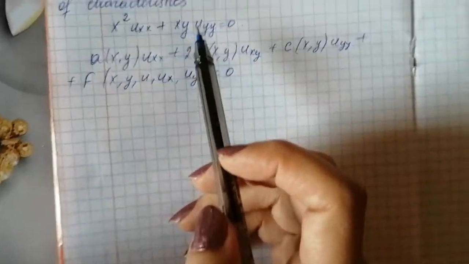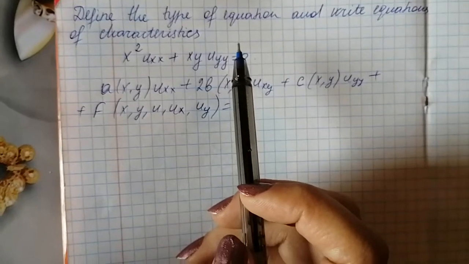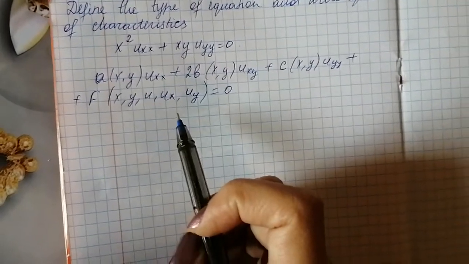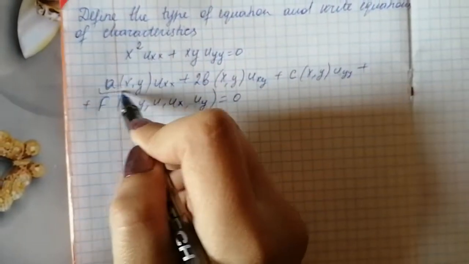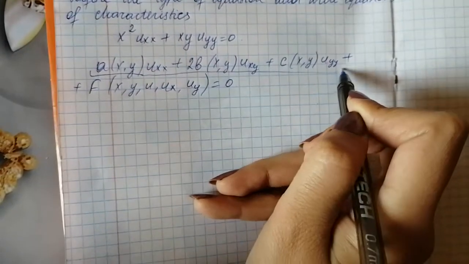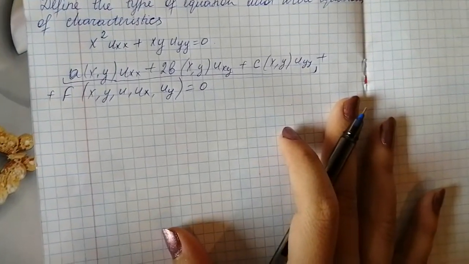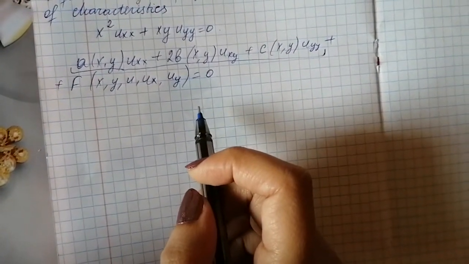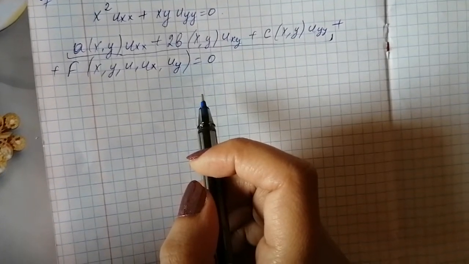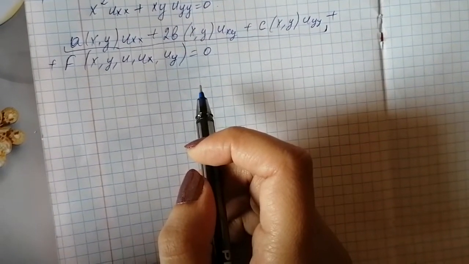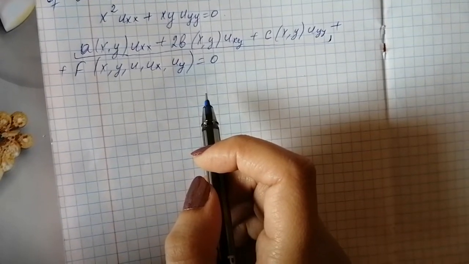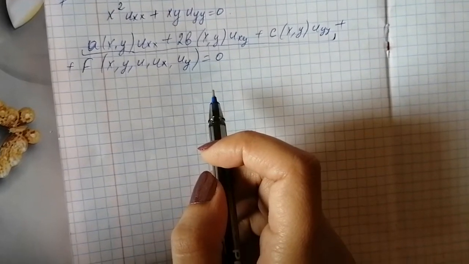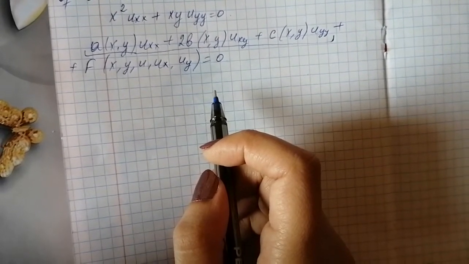In order to identify which type of equation this is, we have to look at the principal part of this equation, and the principal part is this part. If b squared minus ac is greater than 0, then this type of equation is hyperbolic. If b squared minus ac is equal to 0, this is parabolic type. If b squared minus ac is less than 0, it means that this type of equation is elliptic.